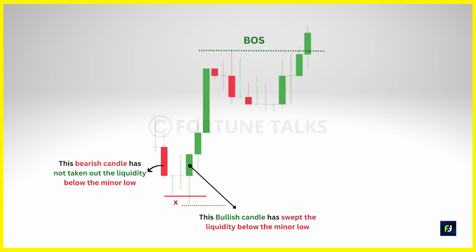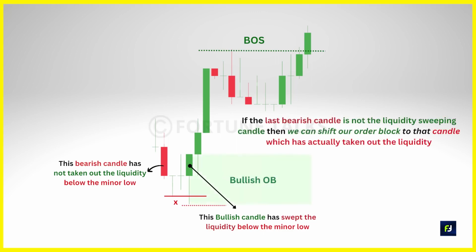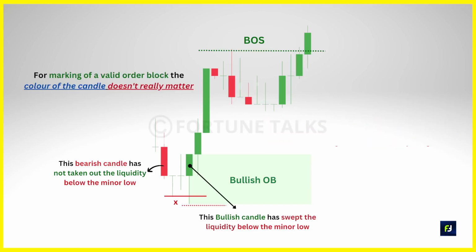So if there was no liquidity sweep, then we can shift our order block to that candle which has actually taken out the liquidity or the previous minor low level. This indirectly means that while marking a valid order block, the color of the candle doesn't really matter. What matters is whether the minor liquidity was swept or not.